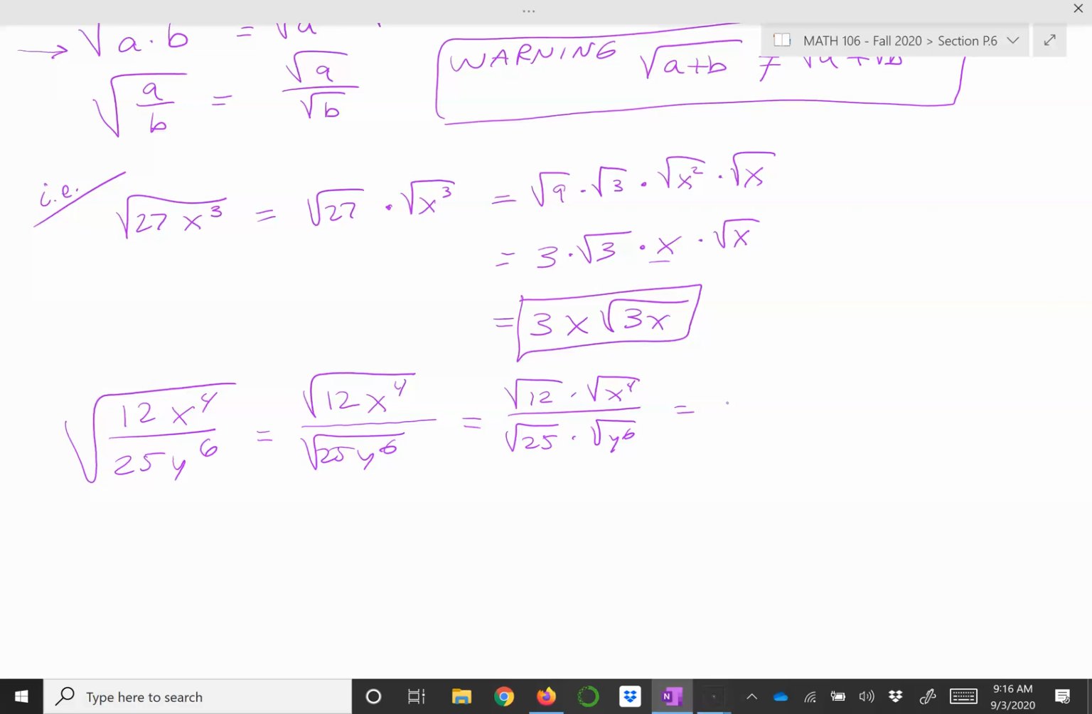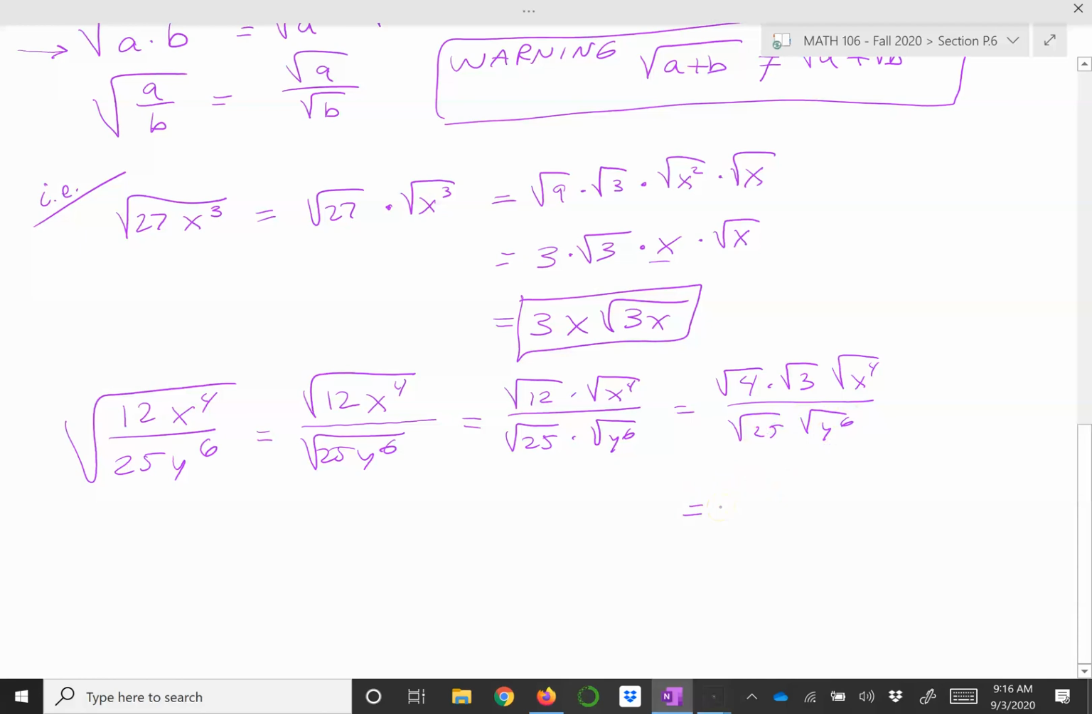Now the top, I do have to do something. Really, I just have to break up the integer. And I'd break that up into a square root of 4 times the square root of 3. And again, I would leave the square root of x to the 4th there because I can immediately do something with that. All right, so let's see how this plays out.